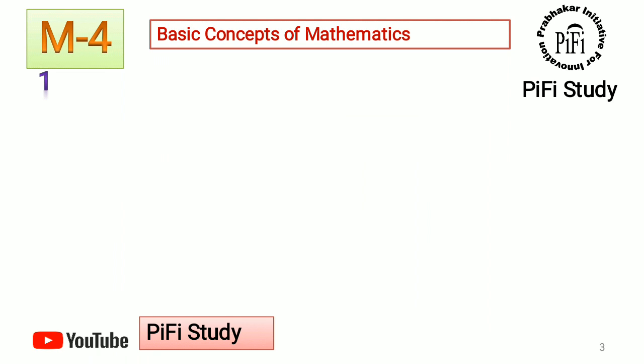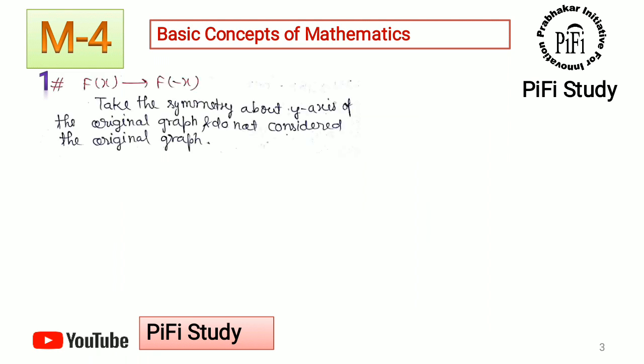So first, if any function f(x) is given, how can we draw f(-x)? For that, first draw f(x), whatever function is given, then take the symmetric about the y-axis of the original graph, and do not consider the original graph. Let's start.